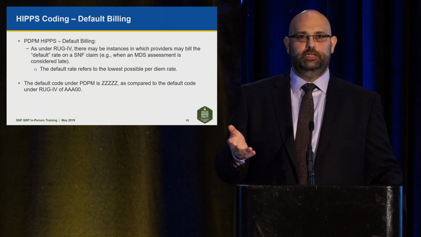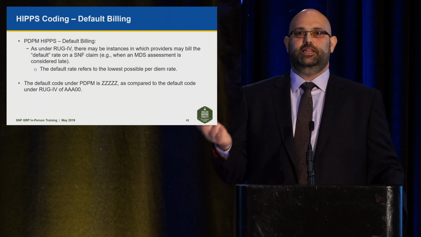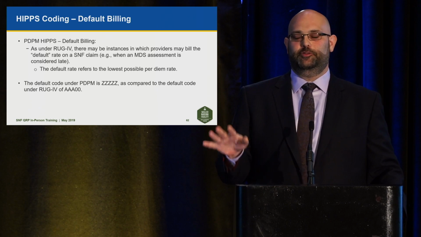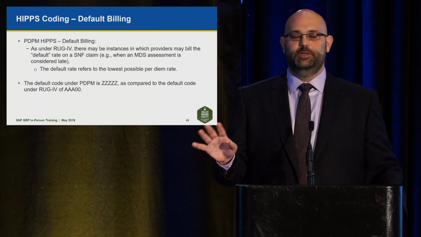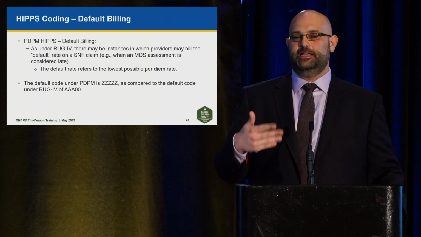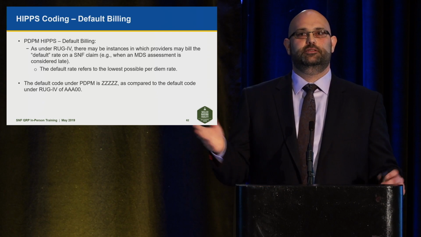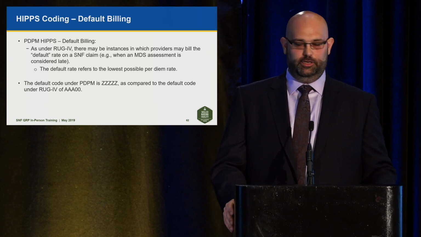So you can't have an early 5-day, so you can only have a late 5-day. It's one assessment. Get it done. Get the ARD set by day 8, and you're fine. So don't be billing default for that reason. But the default rate, as under the current system, represents the lowest per diem rate. So if you look at the lowest rate under each of the components and sum them together, that's your default rate under PDPM.